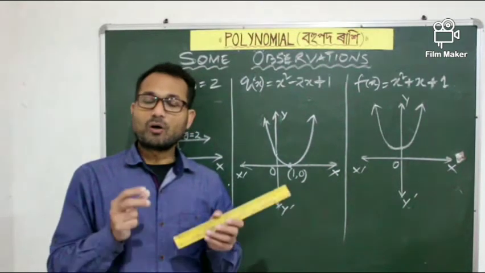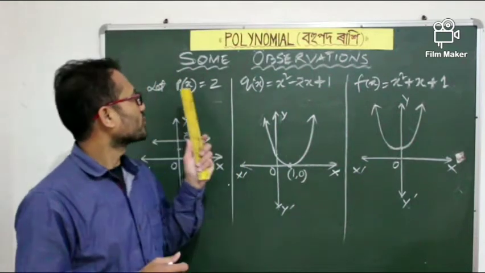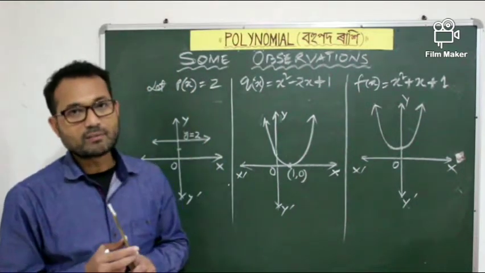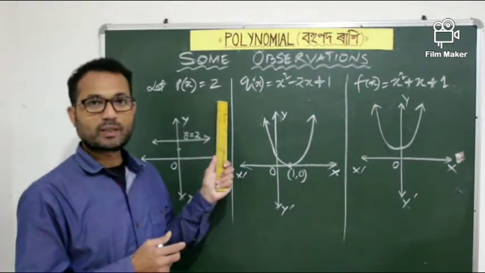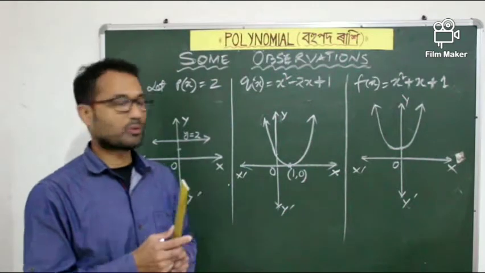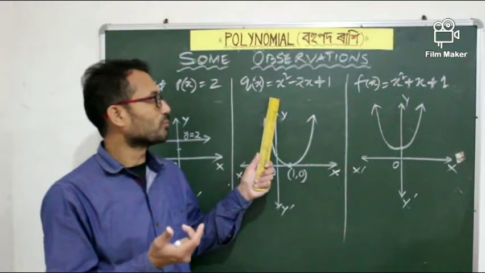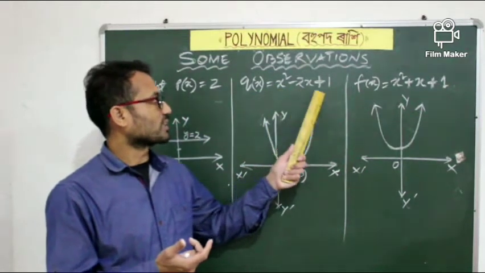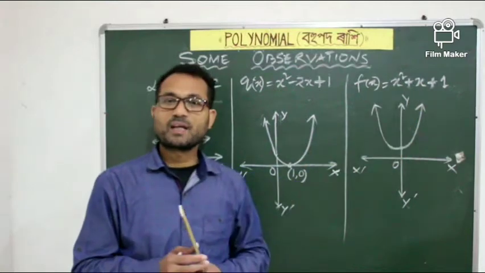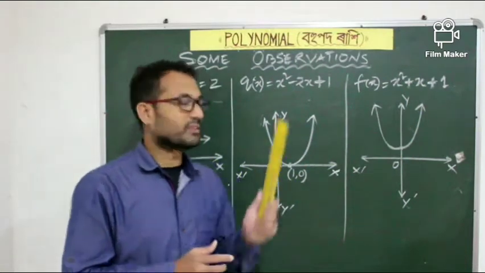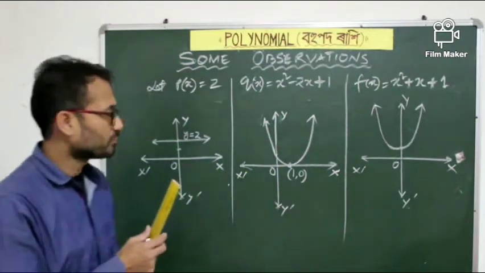এই কথাটোৰ সত্যতা চেক কৰিবৰ কাৰণে I am considering another three polynomials here. The first one is p(x) equal to 2, এটা ধ্ৰুবক বহুপদ ৰাশি মই লৈছো, constant polynomial. Second one is again a quadratic polynomial, that is x square minus 2x plus 1, and third one is x square plus x plus 1. Now I have drawn the graphs of these three polynomials here. So please look at the board.